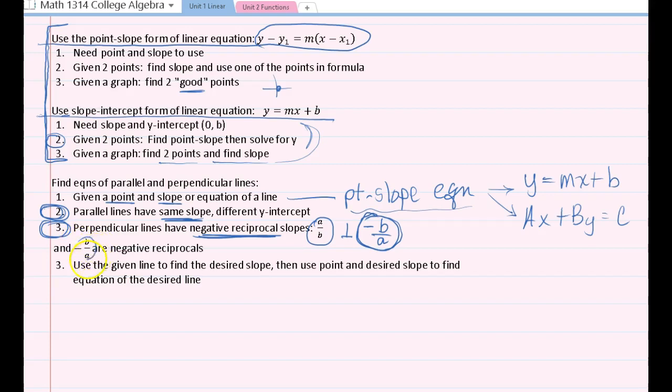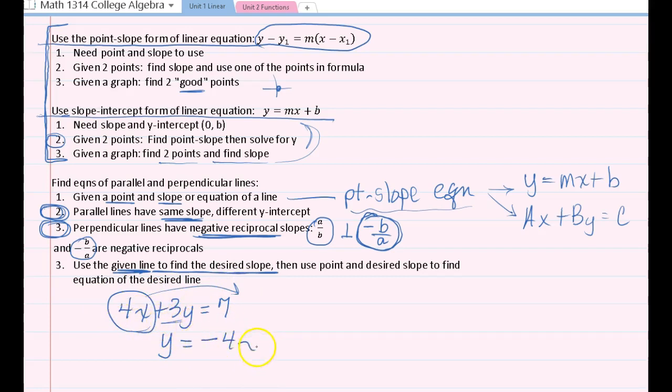So you can see here I have written the negative reciprocal of the given slope. So use the given line to find the desired slope. So if they give you a line that says 4x plus 3y is equal to 7, then you can find the slope by solving for y, and we've talked about that. Move this over, divide by 3. And then once you have it in that format, so that's going to be negative 4x plus 7, divide everybody by 3, we can see our slope here.